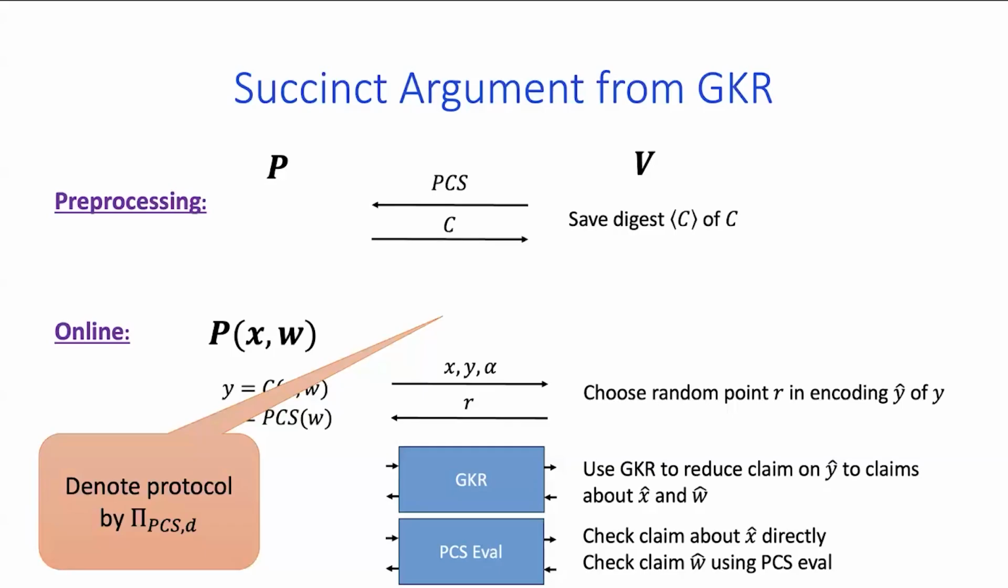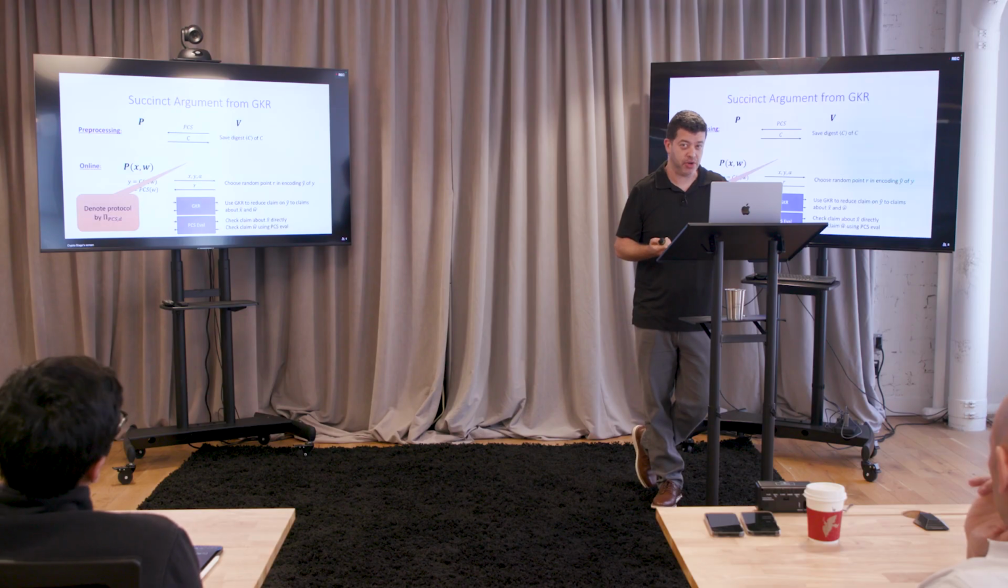So just notation-wise, I'll denote this protocol by pi, for protocol. Notice that it depends on the PCS that I use, which could be something like FRI or whatever you like, and on the depth of the circuit, because GKR has these D steps. Cool, so that's our nice protocol that we're going to attack.